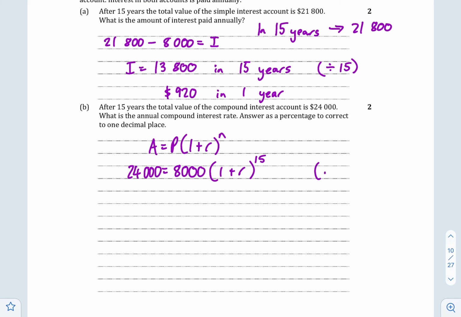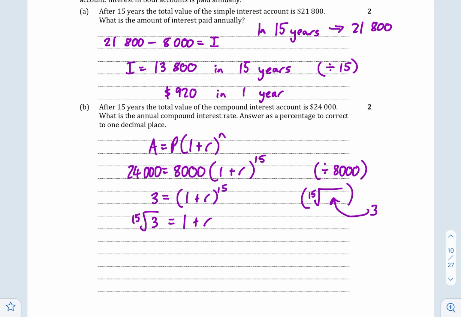So the first thing I'm going to do is divide both sides by 8,000. When I do that, 24,000 divided by 8,000 is 3. So 3 is going to be equal to 1 plus R to the power of 15. But I don't want that power of 15 there. So the opposite of that is the 15th root. So I'm going to put my 3 in there. So I want to do the 15th root of 3 is equal to 1 plus R. So I've gotten rid of that and the brackets as well.